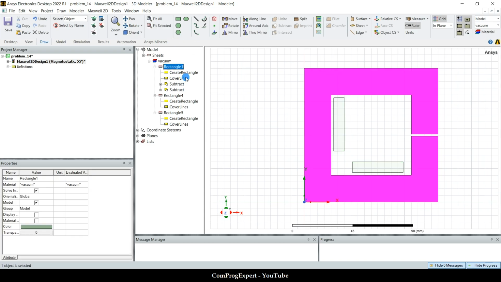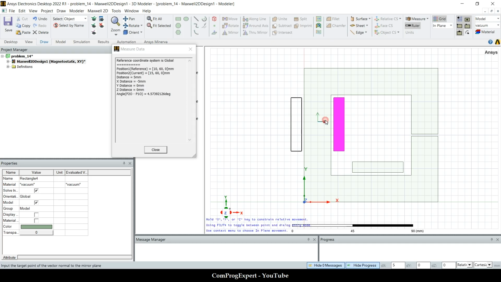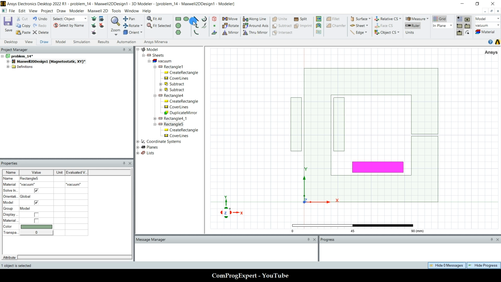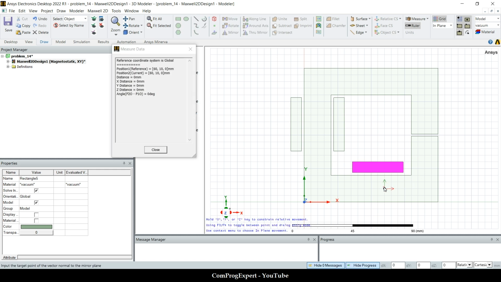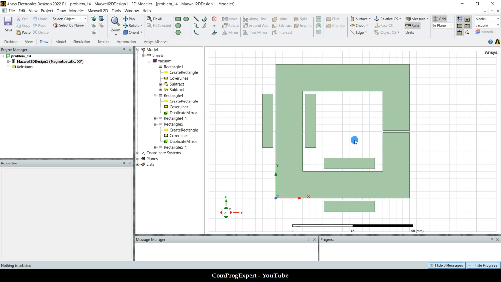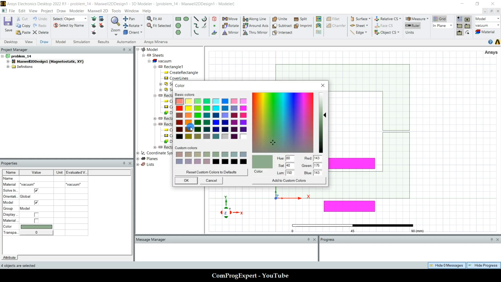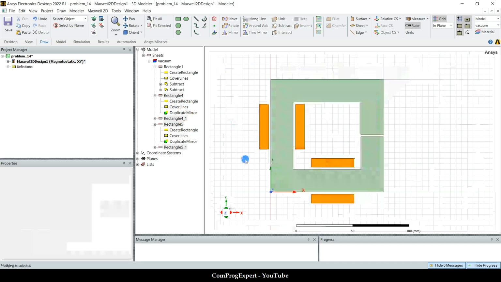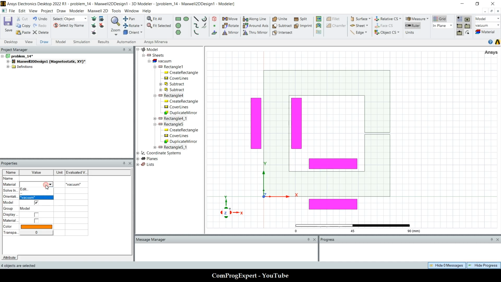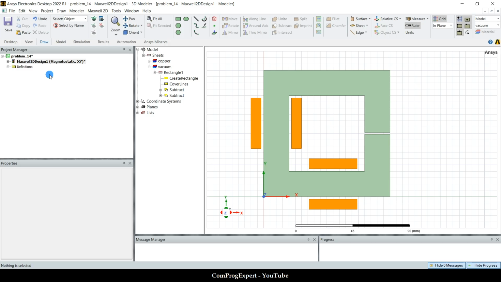Let's select this rectangle, duplicate mirror, and this one, right? Okay, we have these two coils. We can change the colors for a better visualization, and also we should set the material to copper.